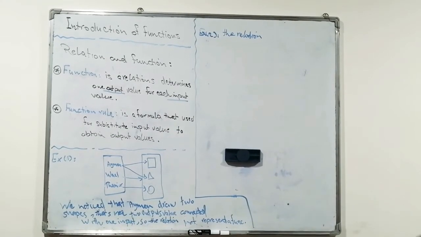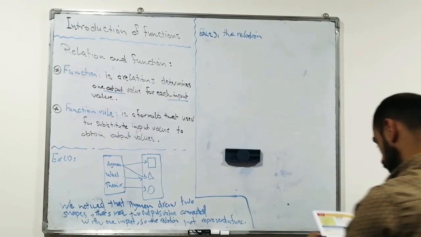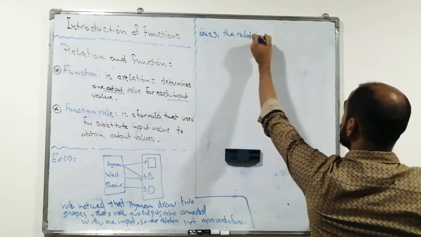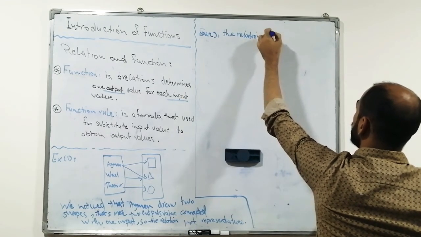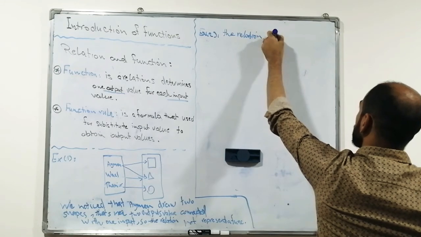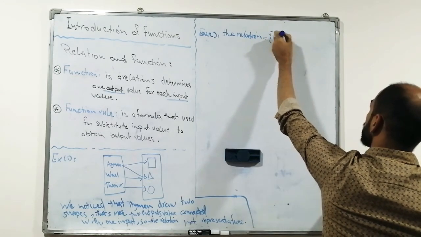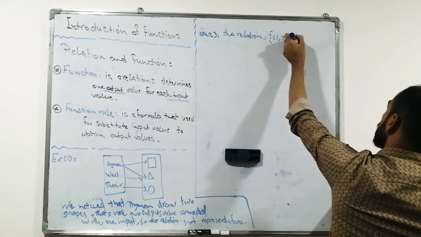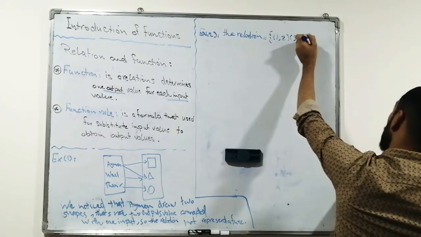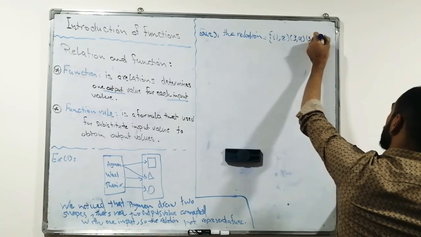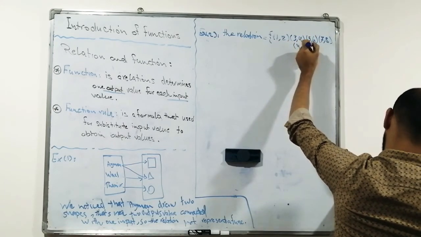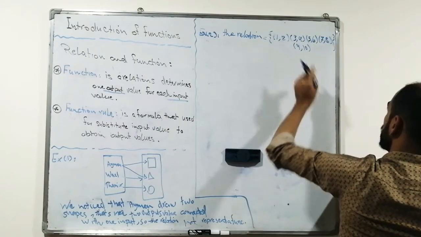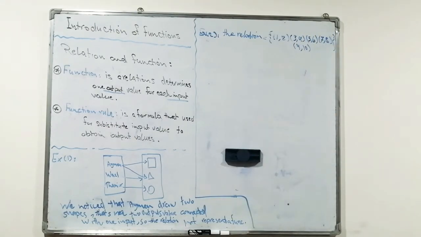So we have the relation given in the question. The relation is given by ordered pairs. The first ordered pair is (1, 2). The second one, (3, 4). And (5, 6), (7, 8), and (9, 10). So, represent the relation on the nearby figure.